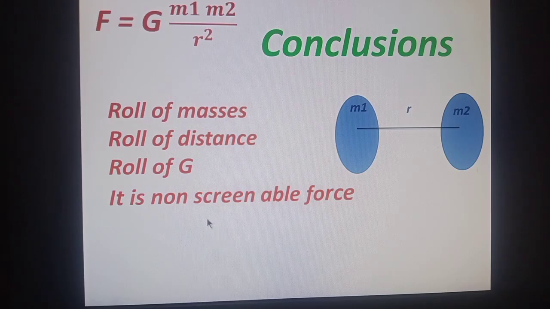Students, this is all about Newton's law of universal gravitation.